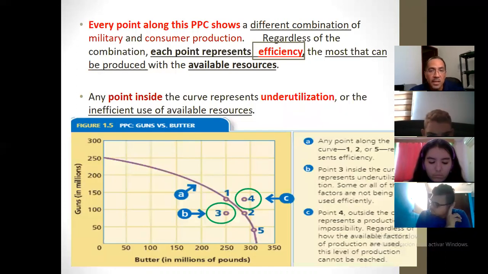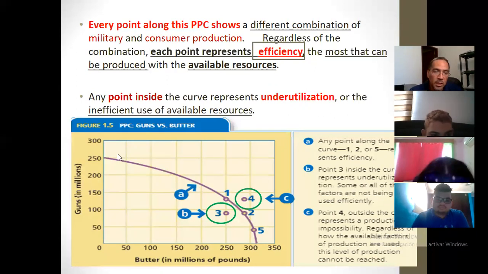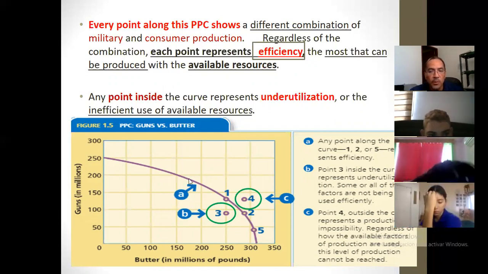Okay, now this is an example. Every point along the PPC shows a different combination of military and consumer production. These are the possible combinations in this example, okay? Now, each point represents efficiency. Any point on this line is efficient. It is the most that you can produce; you cannot go further. You cannot produce more than this line.